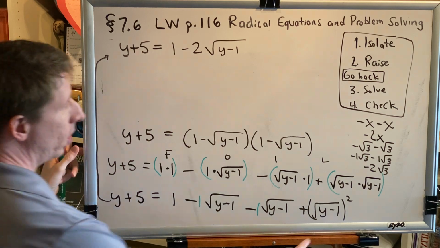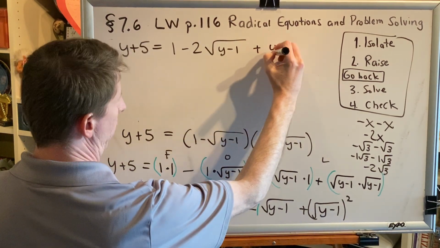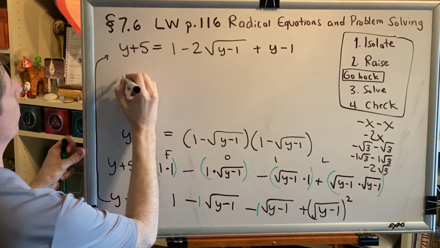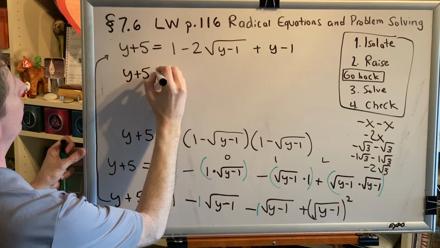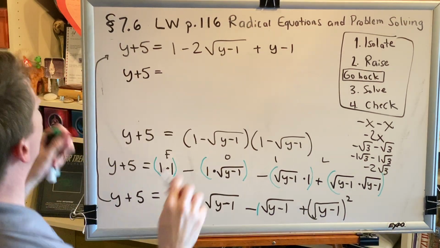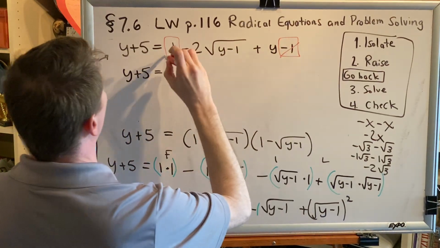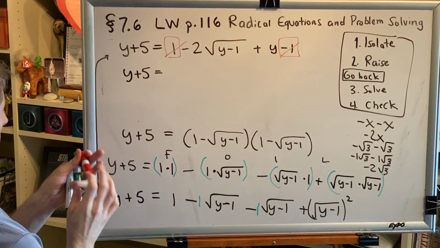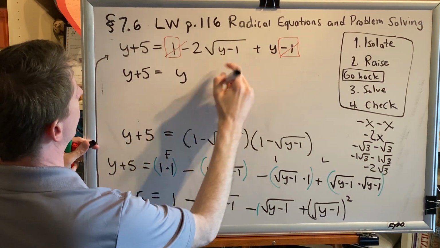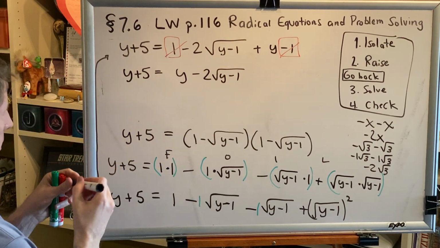All right, over here, we've got a square and a square root. Those cancel. So I'm left with plus y minus 1. All right, let's continue simplifying. Y plus 5 equals. On the right-hand side of the equation, I have a positive 1 and then a subtract 1. So those are going to cancel to 0. So then I have this y and then subtract 2 square root of y subtract 1.